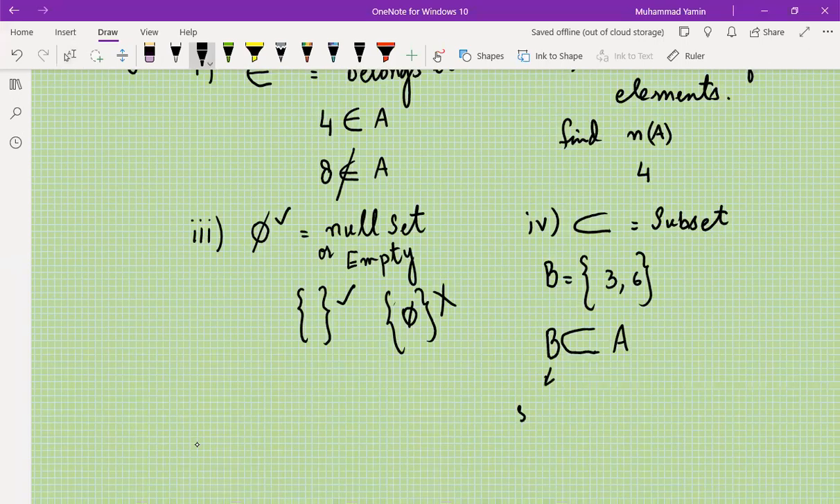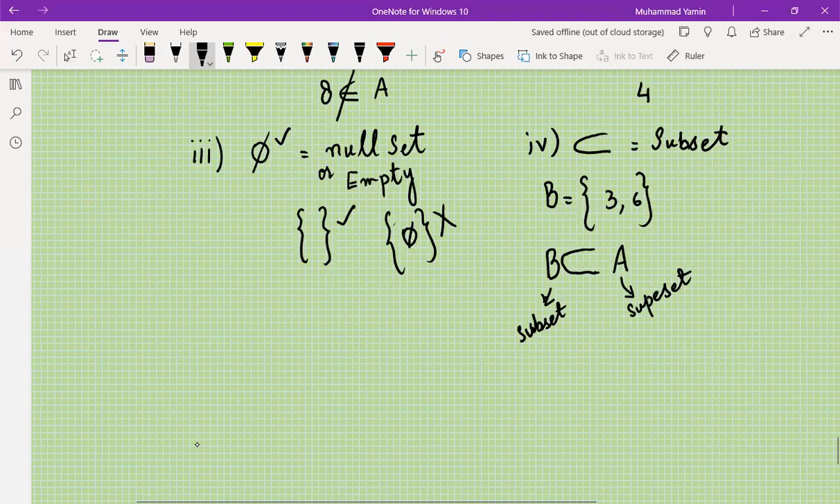The subset, or the smaller set, is always written at this closed end, while the bigger set, which is called the superset, is written on the open end. We can write it the other way around also. Keeping this in mind, the subset will always be at the closed end, and at the open end, the superset, the big set, will be there.